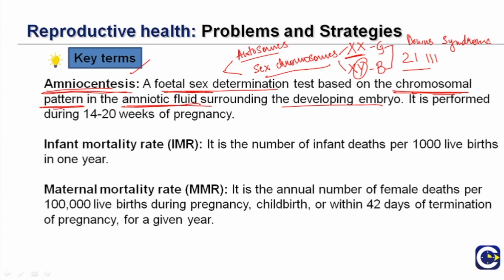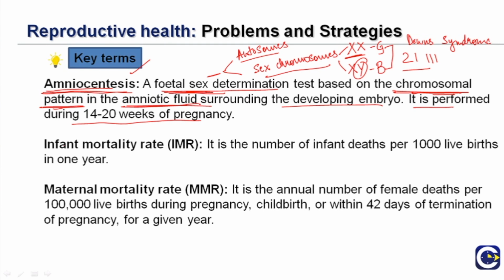So this whole concept of amniocentesis is very important, and there are sometimes questions on this. We should really remember that amniocentesis tells us the sex of the child even before it is born, and it also gives us information about any chromosomal abnormalities. This test is performed during 14 to 20 weeks of pregnancy.